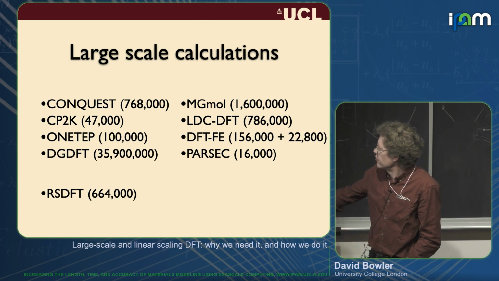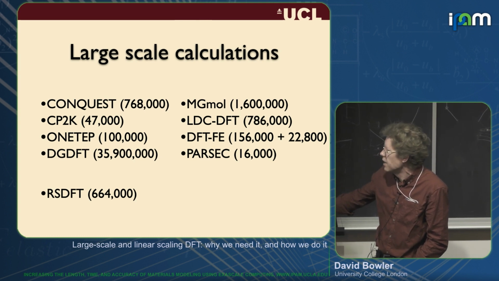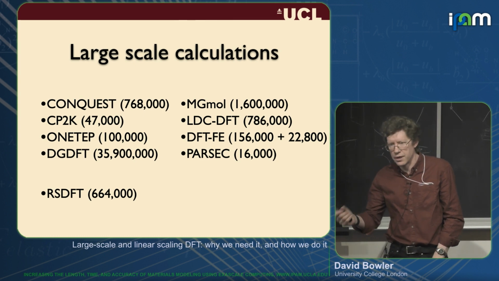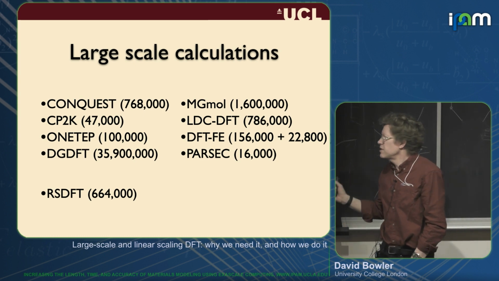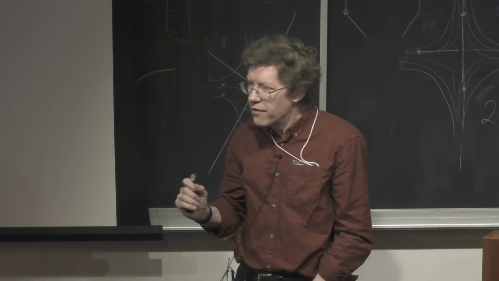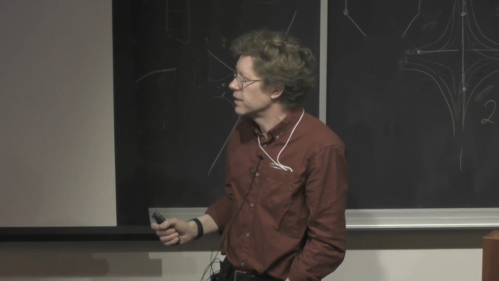CONQUEST has gone to several hundred thousand cores, MGMOL has gone to 1 million cores, and the various other codes scale well. Real space DFT also scaled to 600,000 cores on the K computer. So what this is designed to show you is that it is now perfectly possible to go to very large system sizes and very large computers and do these real calculations.